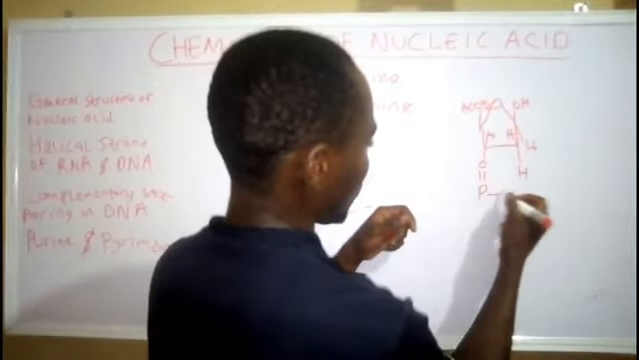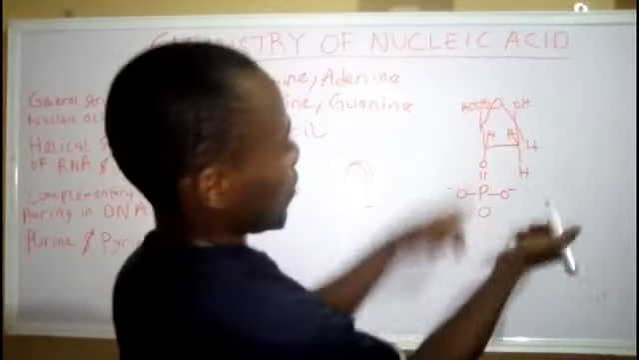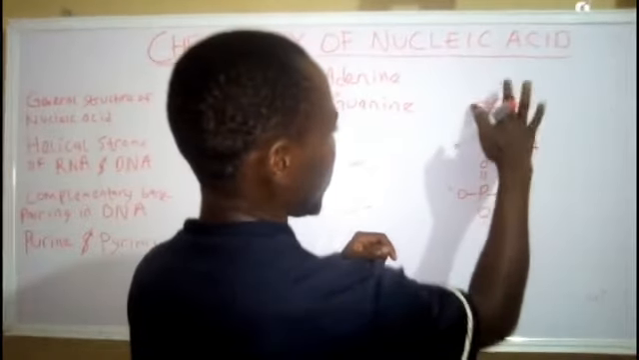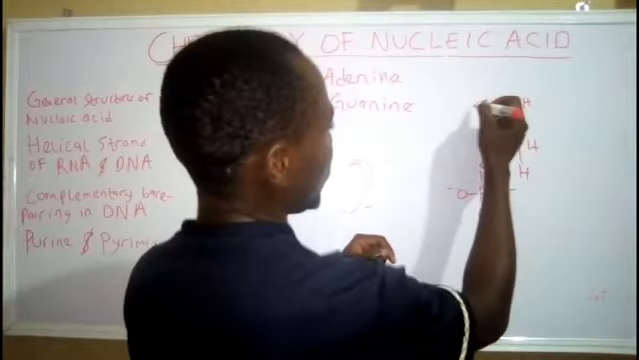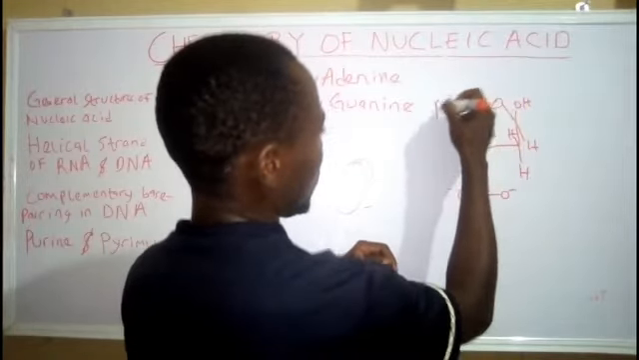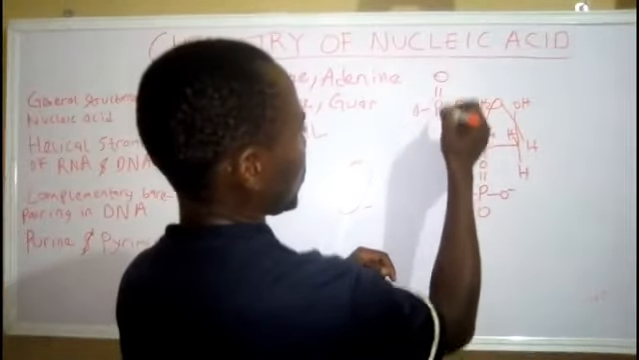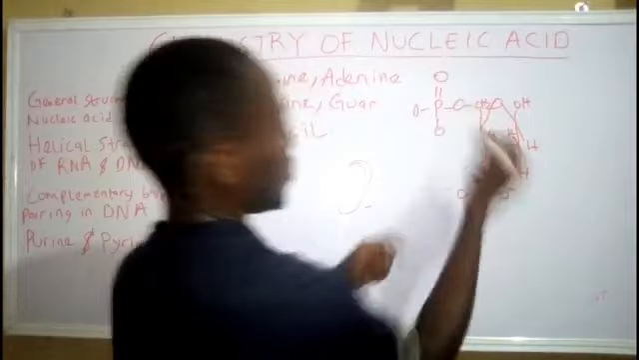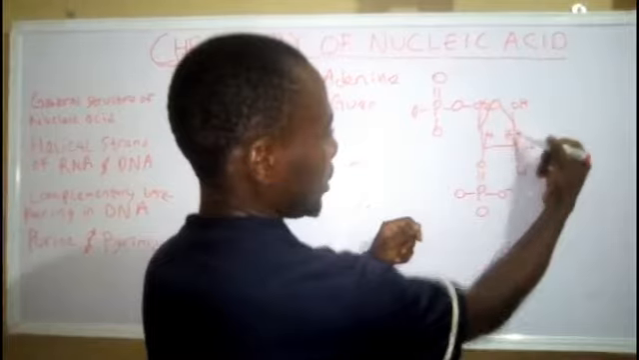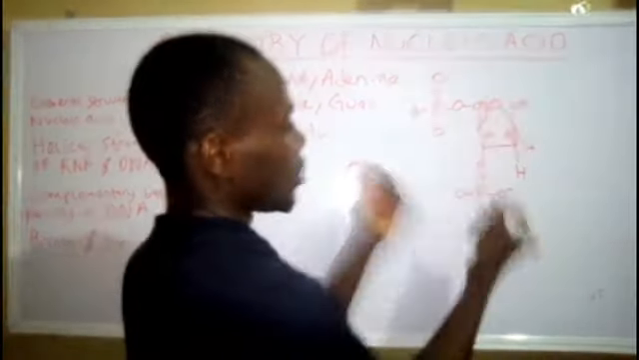Can you see? This one phosphate group. Here we have another phosphate group. So can you see? Now this carbon 1, this carbon 3, this 1, 2, 3, this carbon 5. Are you getting it?